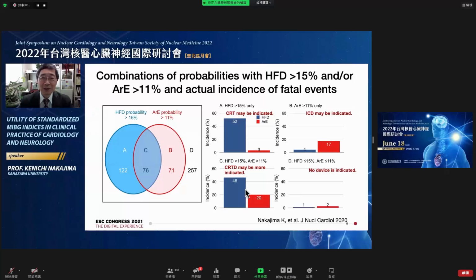Therefore, depending on such classifications, for example, here, CRT may be indicated. In this case, ICD for the prevention of arrhythmic death might be indicated. Here, CRT-D might be indicated. And here, no device might be indicated.